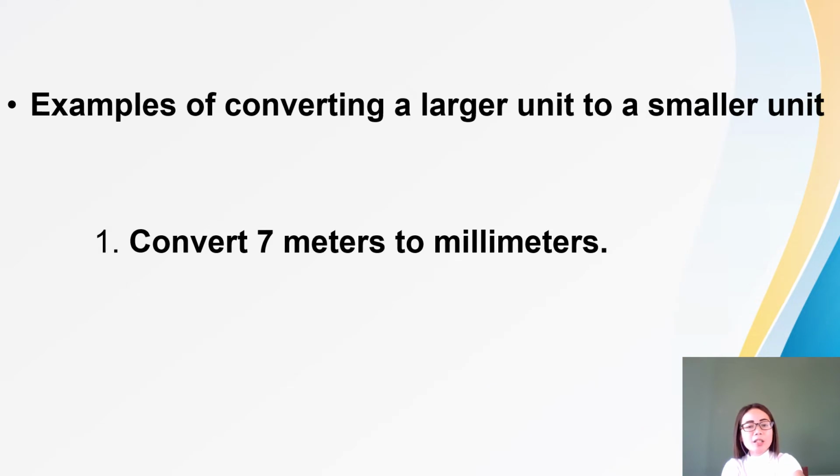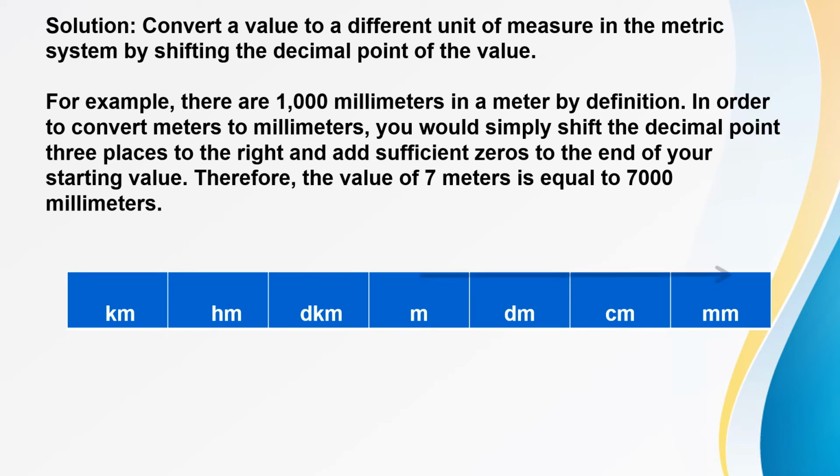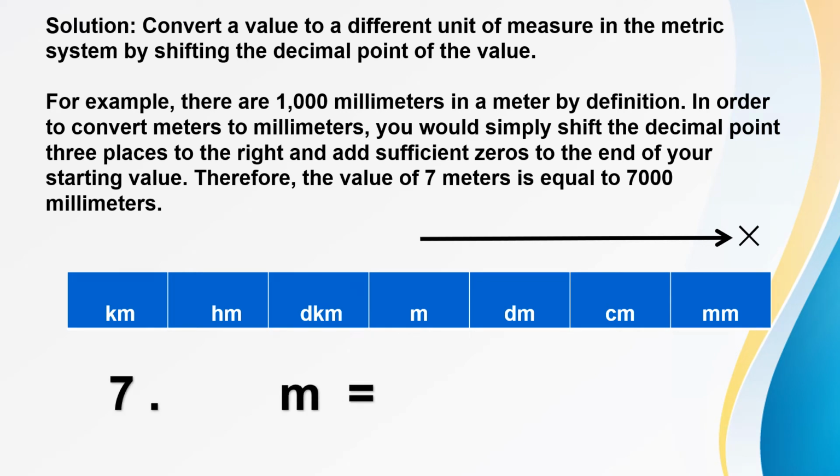Examples of converting a larger unit to a smaller unit. Let's have number 1. Convert 7 meters to millimeters. Convert a value to a different unit of measure in the metric system by shifting the decimal point of the value. For example, there are 1000 millimeters in a meter by definition. In order to convert meters to millimeters, you would simply shift the decimal point 3 places to the right and add sufficient zeros to the end of your starting value. Therefore, 7 meters is equal to 7,000 millimeters.